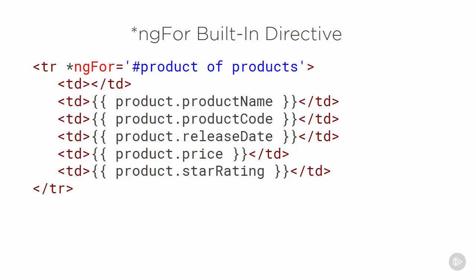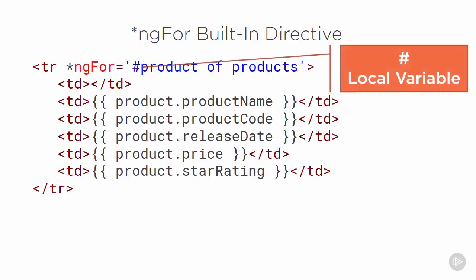For example, say we want to display each product in a row of a table. We define one table row and its child table data elements. That table row element and its children are then repeated for each product in the list of products.